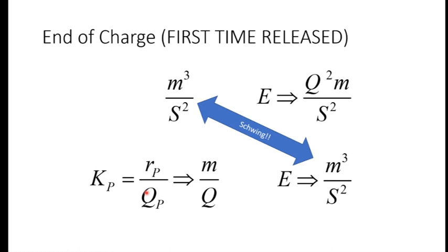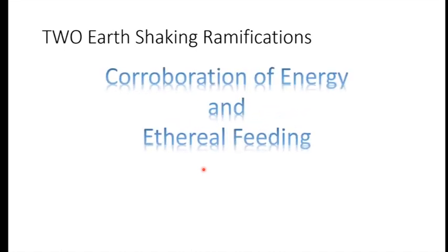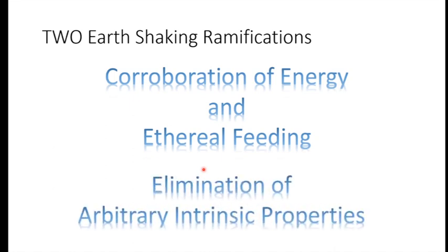But now we're very sure that charge is nothing more than the shape of a Preton, and that charge correlates to the radius. Okay, this has two earth-shaking ramifications. One, it's a corroboration of energy and ethereal feeding. So what we define as energy and ethereal feeding is one and the same thing now. It also is the elimination of arbitrary intrinsic properties, at least in matter. Okay, we still have to get rid of intrinsic properties of ether, but we're on track to be doing that.